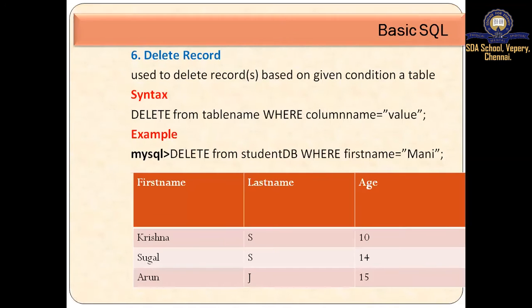Okay, then delete. This command is used to delete a particular record from a table. So I'm going to delete from the table name where first name equal to money. Suppose if there is a person named money in the table, he will be removed from that table.